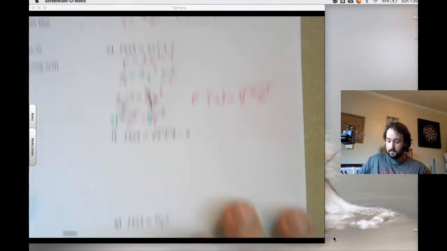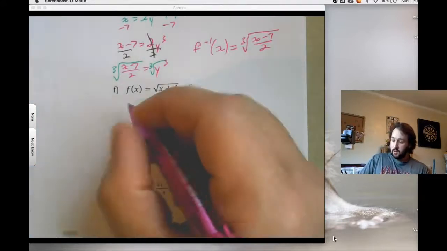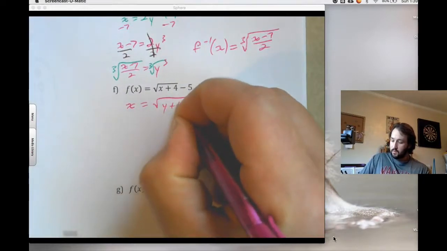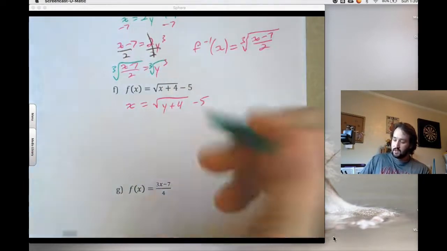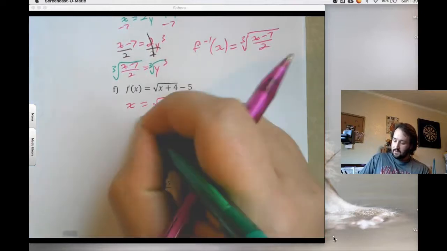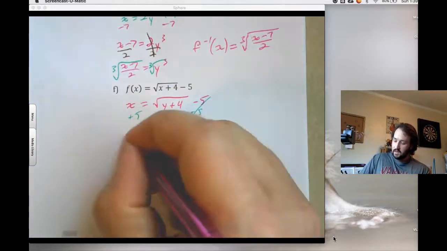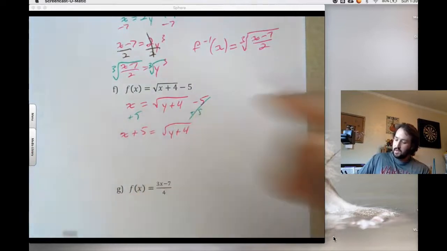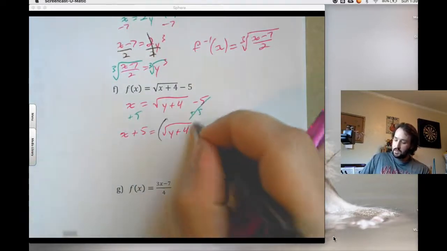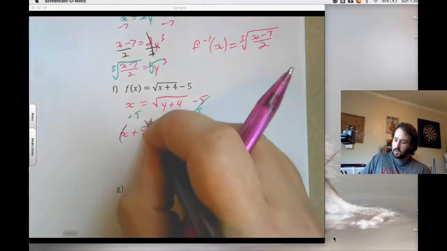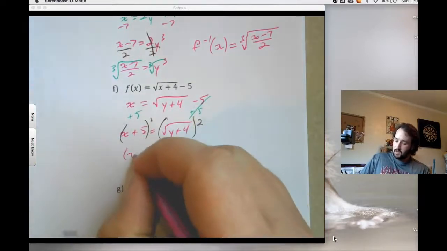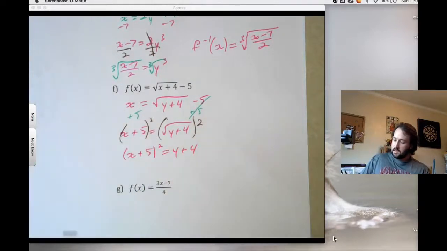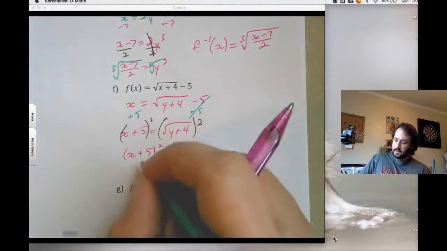All right, moving on. Switch them exactly where they are. So x equals square root y plus 4 minus 5. So the first thing I will do is I will add 5 and add 5. So I have x plus 5 equals the square root of y plus 4. Then to get rid of the square root, the opposite or inverse operation is to square both sides. So I'll leave this x plus 5 squared equals y plus 4. And then I can just subtract the 4 from both sides.